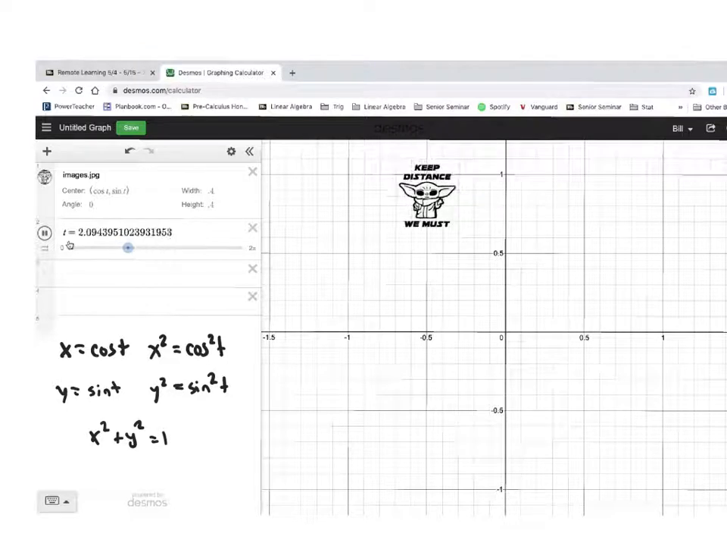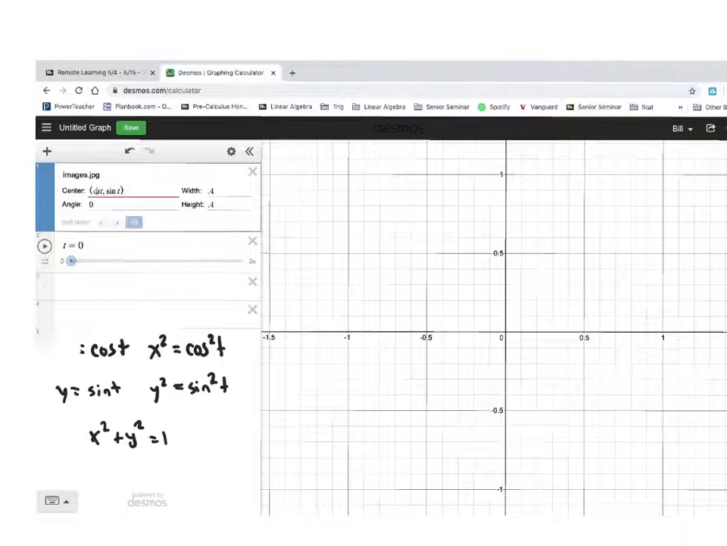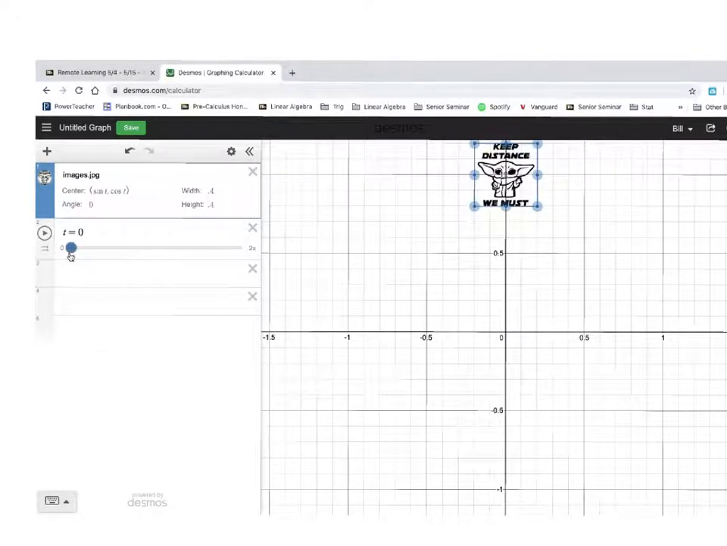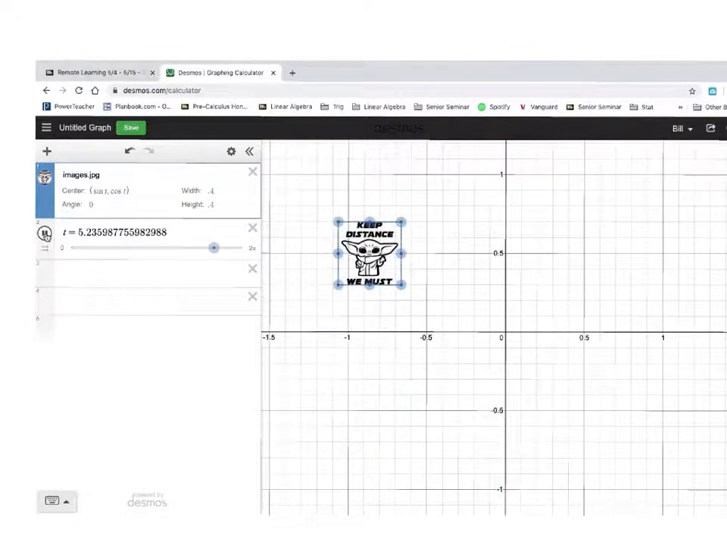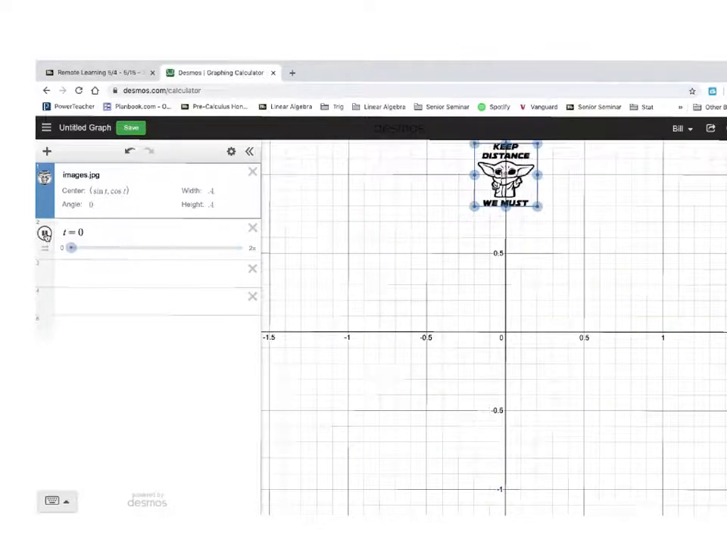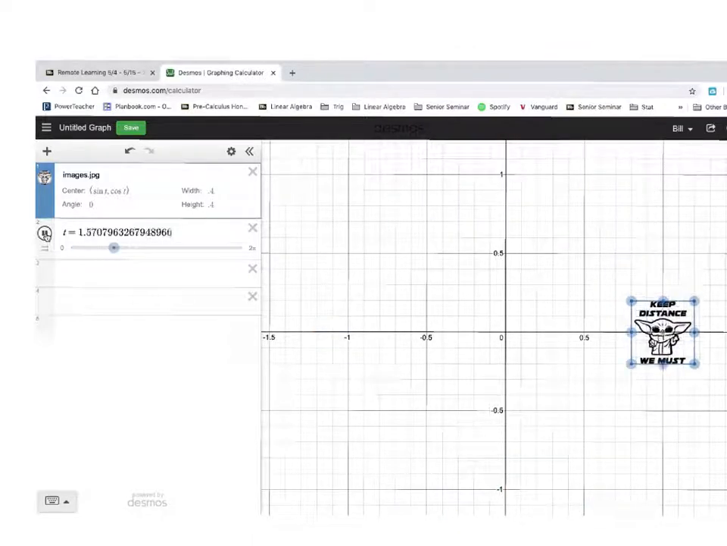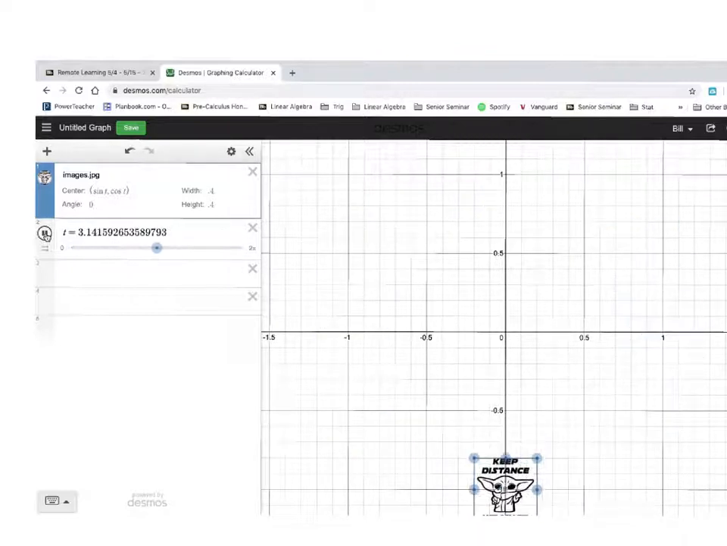But we can make a few small modifications to this and think about having baby Yoda follow some different paths. Look at what happens when I let the x-coordinate equal sine and the y-coordinate equal cosine. Now we see baby Yoda starting up at 12 o'clock, and he's moving in a clockwise fashion instead of a counterclockwise fashion. This is because when I eliminate the parameter, I still get x squared plus y squared equals 1. I'll still trace the path of the unit circle. However, the place that I start and the direction that I go is a little different.